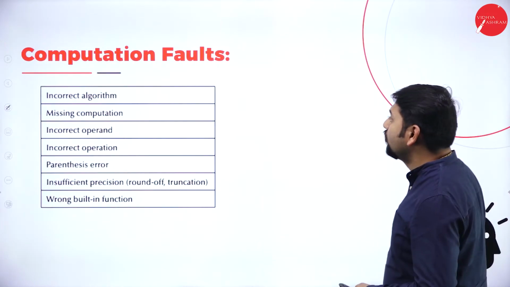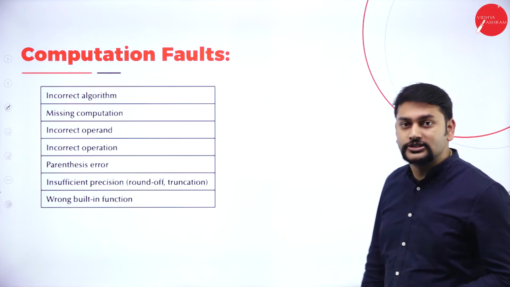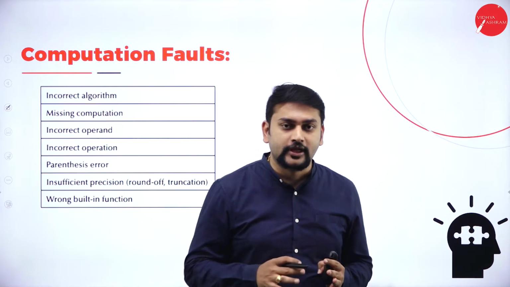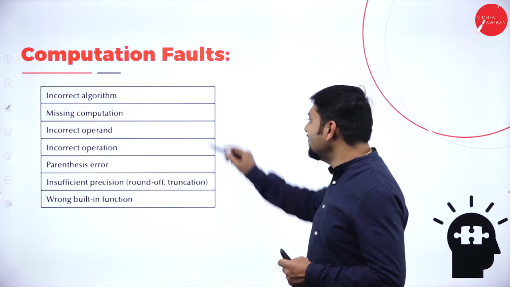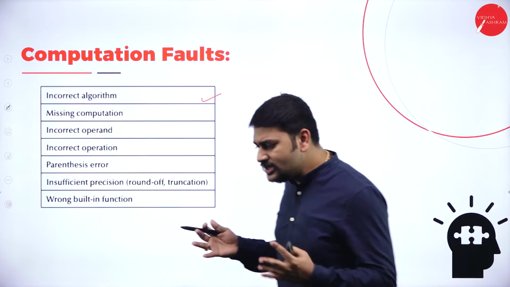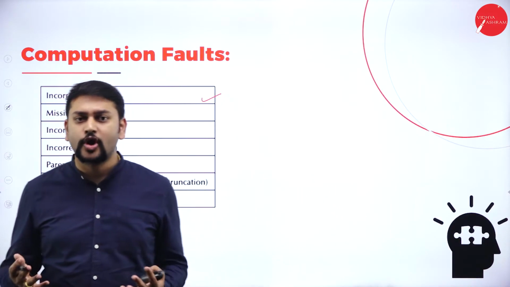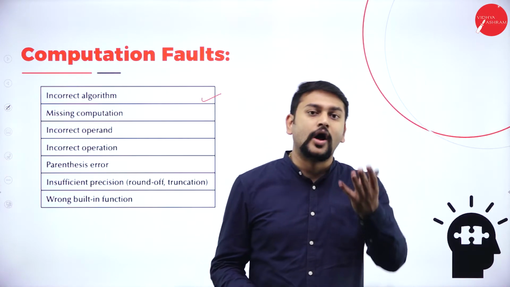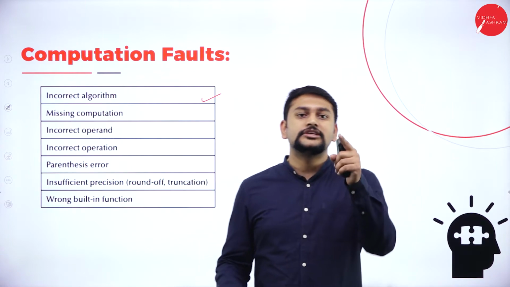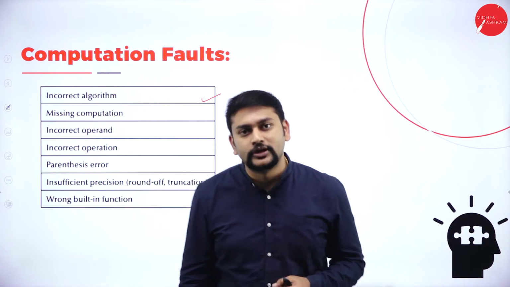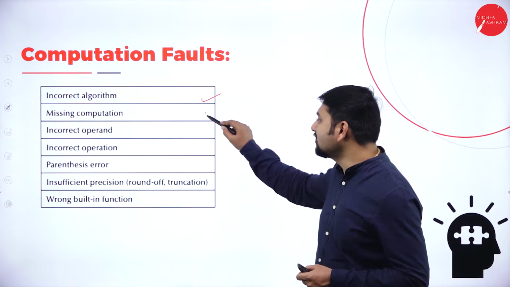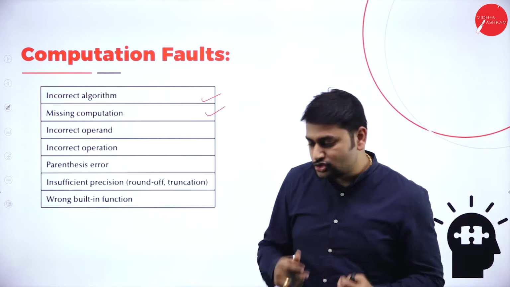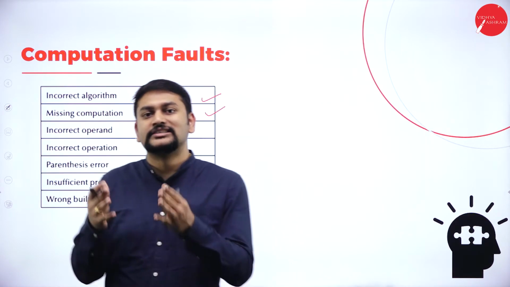All right. So the next one that I have is computational faults. What exactly are the faults that will occur whenever I'm computing something? The first one that I have is incorrect algorithm. What is the main thing that I should have for computation? Obviously the algorithm. If the algorithm itself is not proper, then how will I yield the proper result? So this could be one of the faults that you will come across. And the second one is missing computation. You have to perform, you have to compute something, but my dear students, that computational part is missing.